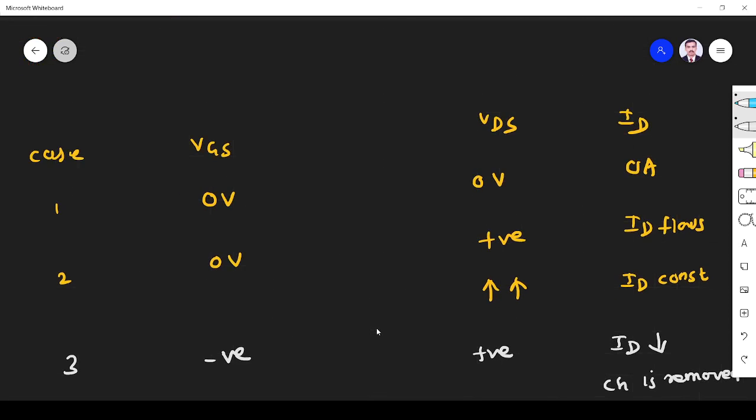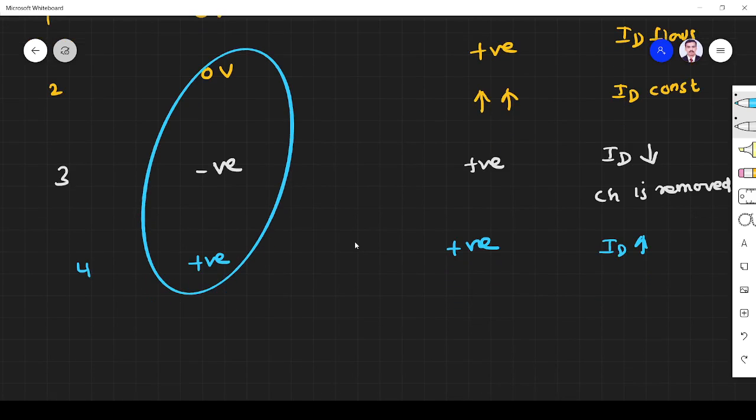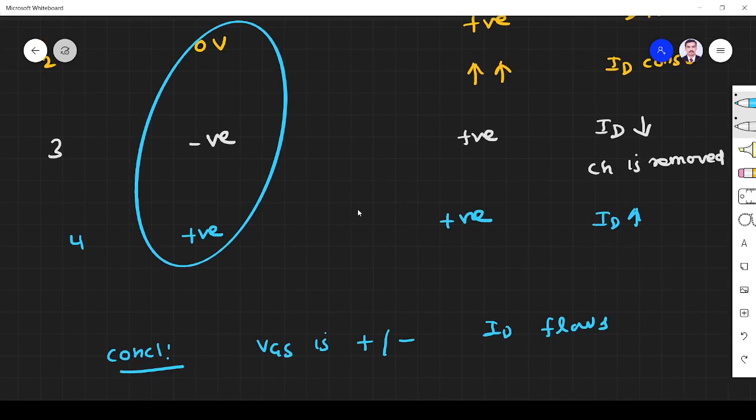Here you see, for VGS equal to 0, negative or positive, if VDS is there, what will happen? Current flows. Whether it is increasing or decreasing is a different story, but current flows in both the positive and negative direction of VGS. Another important point of confusion is that whether VGS is positive or negative, ID flows. At one point it will become 0, but current flows. That is one important point we have to understand.